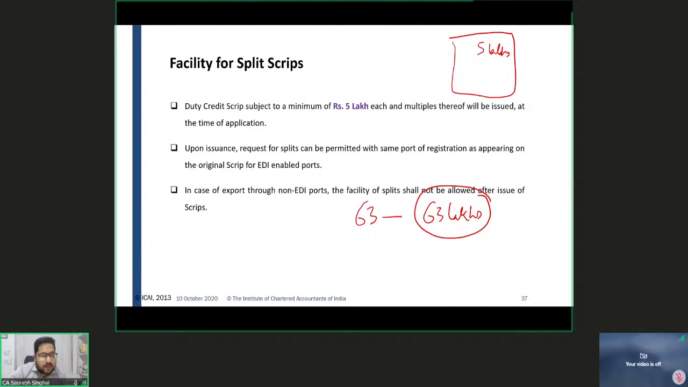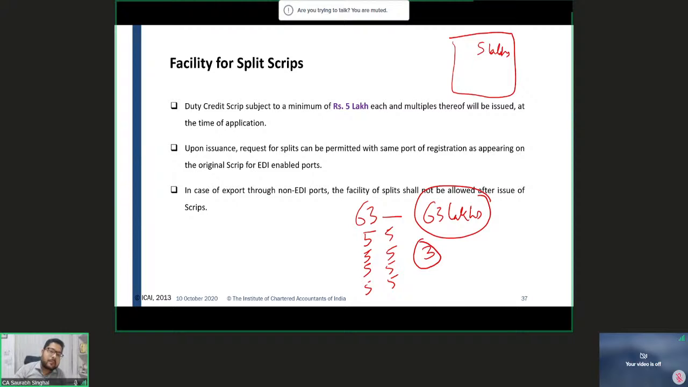But suppose you think it is very difficult to find a buyer for 63 lakhs. So you will apply for split scripts. Now the split scripts cannot be for 2 lakh, 3 lakh, 1 lakh. No, it has to be in multiples of 5 lakh. So you can apply 5 lakhs, 5 lakhs, 5 lakhs, similarly till 60 lakhs. And the last script will be of 3 lakhs. The split amount is 5 lakhs. You may have any number of splits that you like, but only splits of 5 lakhs.